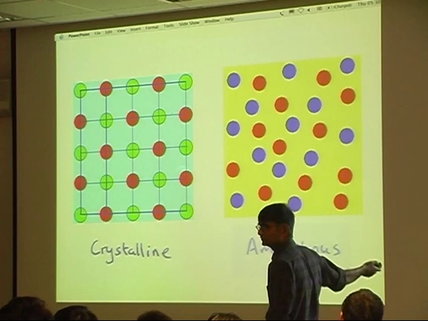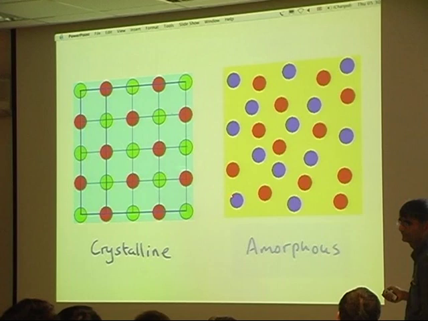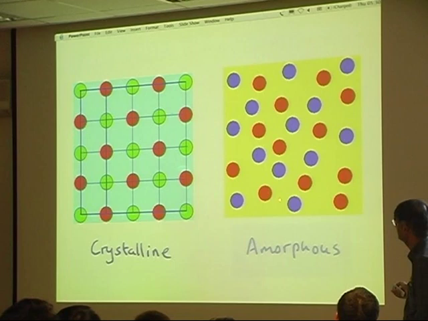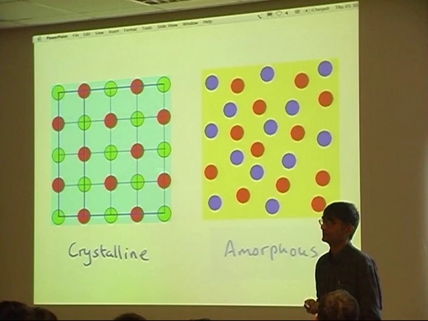And that is in contrast to an amorphous state, where there is no long-range periodicity. If I say I have a blue atom here, it doesn't necessarily mean that I have another blue atom exactly at the right spacing over here, and here, and here. There is no long-range order in the amorphous state. And these days, we can produce the amorphous state in many different materials. I mean, window glass is amorphous silica. But we can also produce amorphous metals.